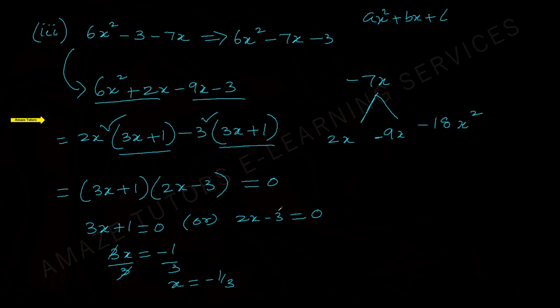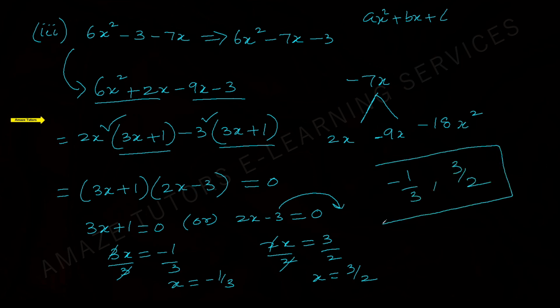To find the other root, solve this simple equation. Negative 3, when you take it to the other side, becomes positive 3. Now divide both sides by 2. x is equal to 3 by 2. Now the roots are negative 1 by 3 and 3 by 2. Let's do the next part.